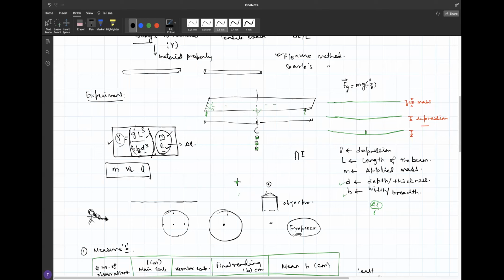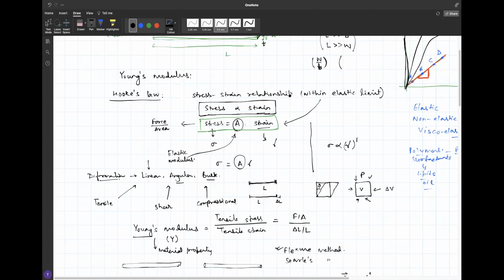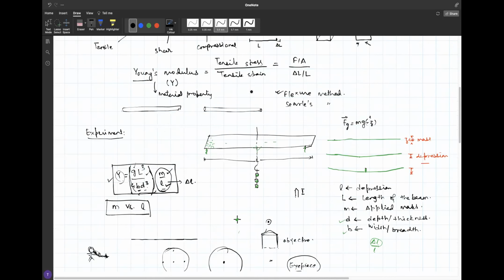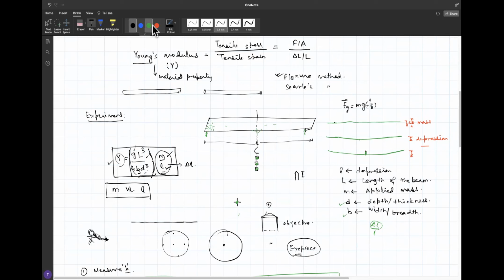You're not changing capital L, you're not changing B and D, which is related to the length, the width, and the thickness. So once you have a given beam of a given length, it has a certain thickness, which you are not changing. It has a certain width, which you are not changing. It has a certain length, which you are not changing. So this whole term here is a constant. So basically I can write Y equal to constant times M by L.